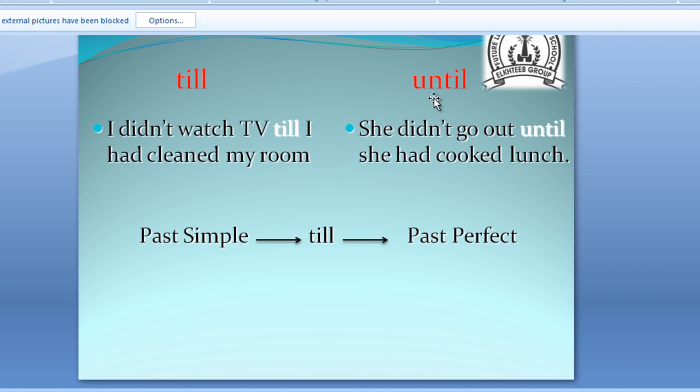Till and until. They come after the past simple which expresses action 1, and it must be in the negative form, and after them the past perfect in the positive form. They are always in the middle of the sentence. I didn't watch TV till I had cleaned my room. She didn't go out until she had cooked lunch.